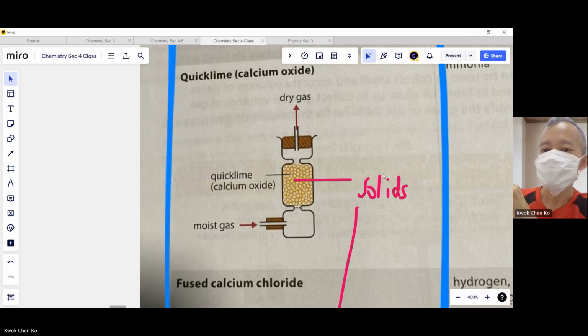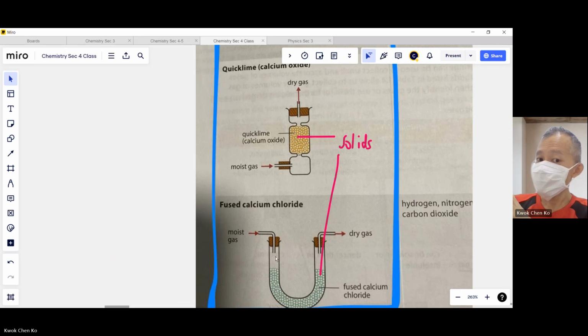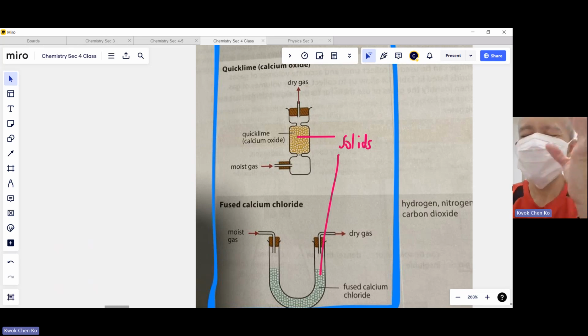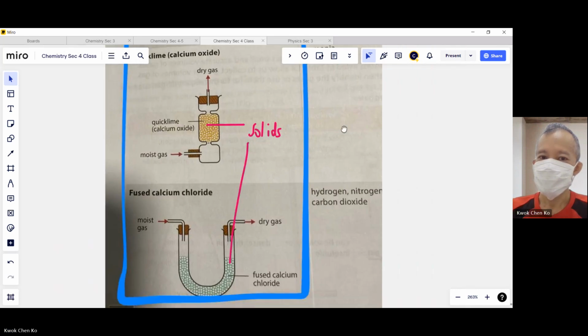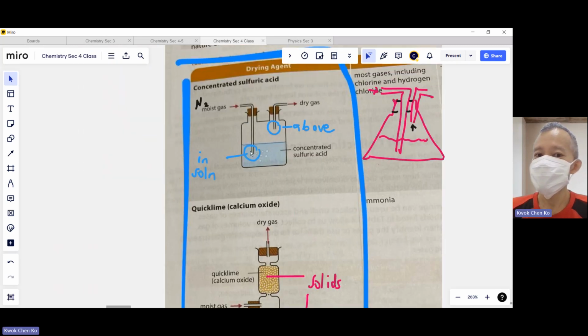Same thing here. It doesn't have to be a U-shaped tube. I can also interchange between these two. I can put my calcium chloride here, I can put my calcium oxide here. It doesn't matter, the shape doesn't matter. The whole chunk acts as a filter. Only the gases need to go through the agents. Yes, that is the important thing. And for a liquid agent, make sure it goes in under the liquid and escapes above the liquid.